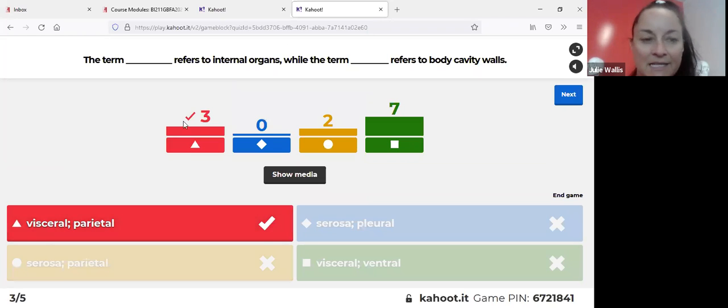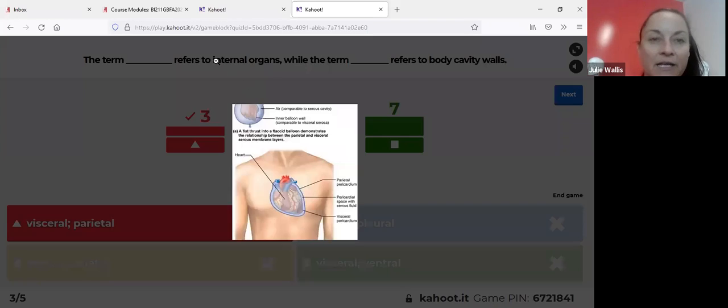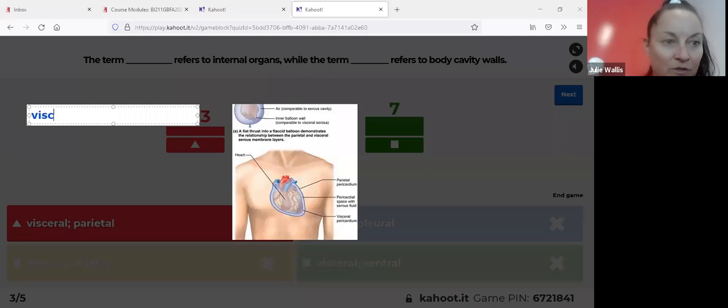All right, that is visceral first for internal organs, parietal for the cavity walls. Anytime you see the word visceral, you should think your internal organs. So that is always going to mean your internal organs. Anything associated with your organs is going to be called visceral.